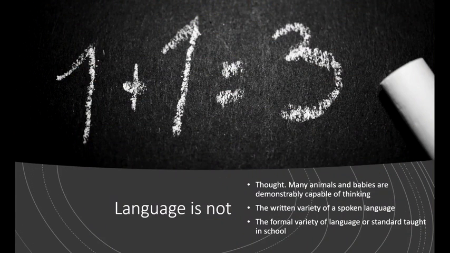So to conclude, language is not thought. Many animals and babies are demonstrably capable of thinking. Language is not the written variety of a spoken language. The proper form of English is not English. It is merely a variety of English. Neither is it the formal variety of language or standard taught in school. Indeed, they teach different varieties of English in Mississippi, New Mexico, and Britain and Australia. Nonetheless, these are all English, and they're all indeed language.